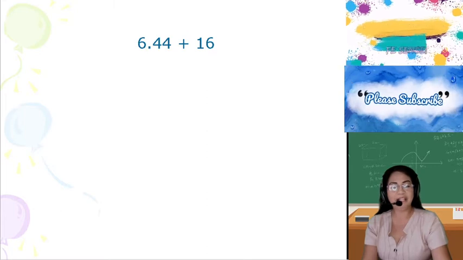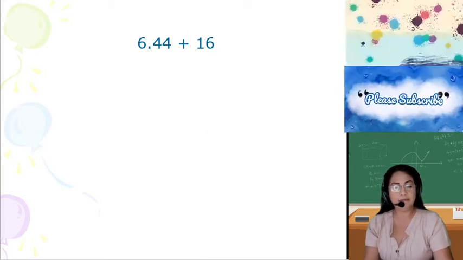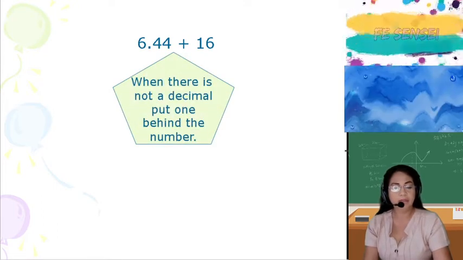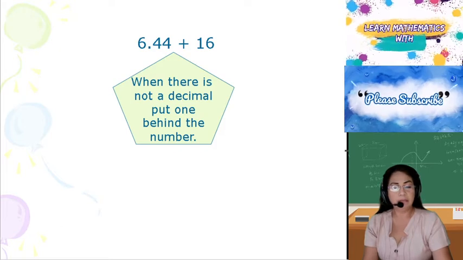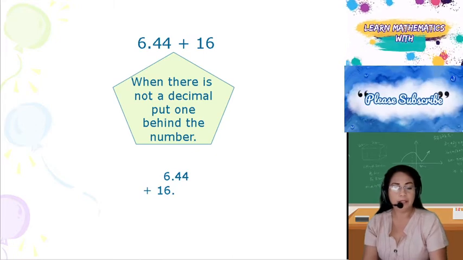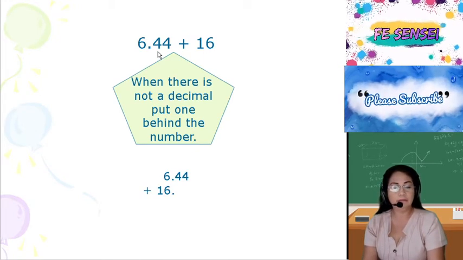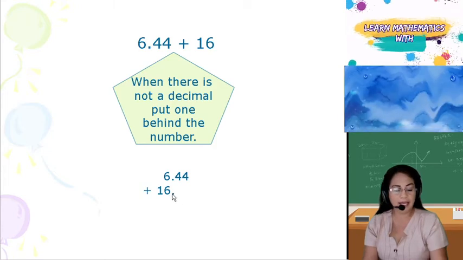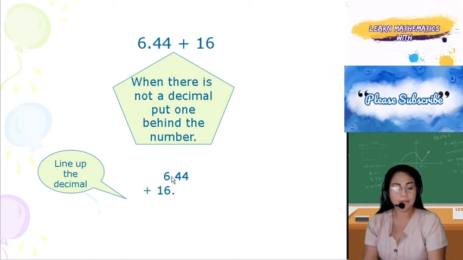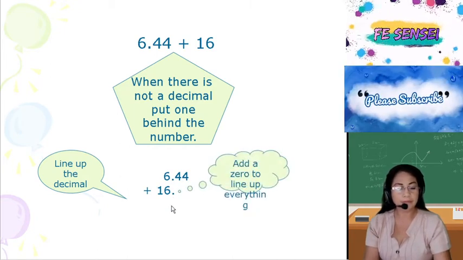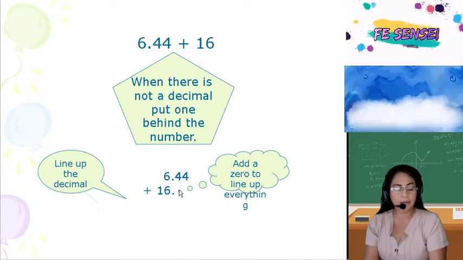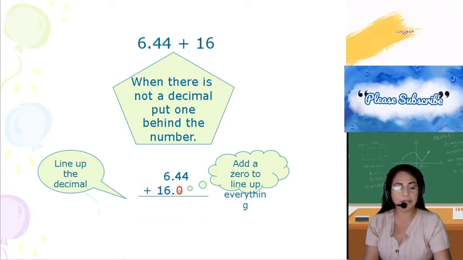Okay, let's have another example. 6 and 44 hundredths plus 16. When there is not a decimal, put one behind the number. So, 6 and 44 hundredths plus 16. Line up the decimal point. Then, add 0 to line up everything.